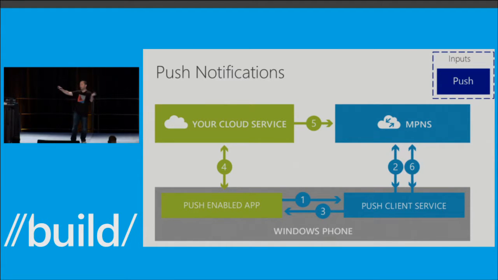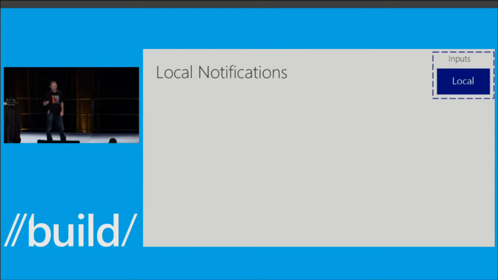We take care of finding the phone and sending it down for you, and then we take care of processing it for you. If your app isn't in the foreground, which is usually the case, then we'll update the tile for you, or we'll pop a toast. If your app happens to be in the foreground, then we'll deliver toast updates to you. But tile updates still happen kind of on their own, but you can intercept toast updates if your app's in the foreground. So now let's talk about the last type of inputs, and that's local notifications.